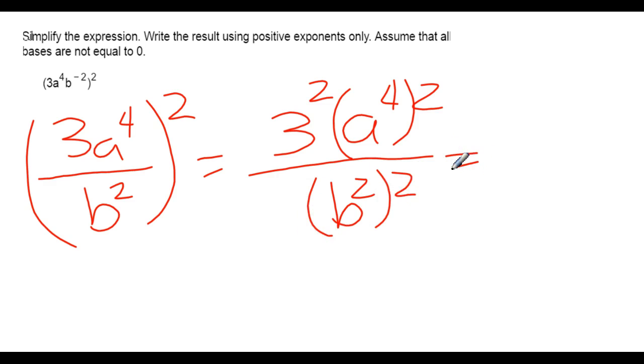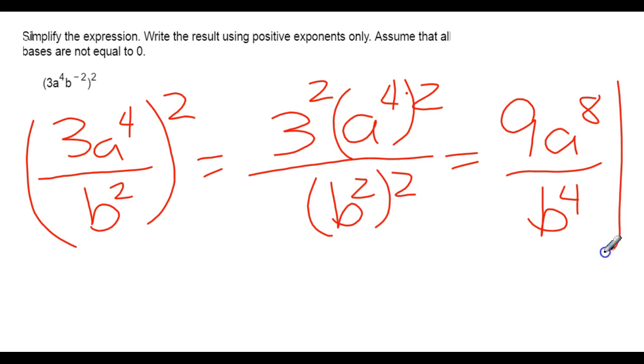Alright, and now we end up with a 9. A to the 4th times 2, remember when it's powers to powers we multiply, so that's a to the 8th. And then on the bottom, 2 times 2 is 4, so b to the 4th. So there's our answer.